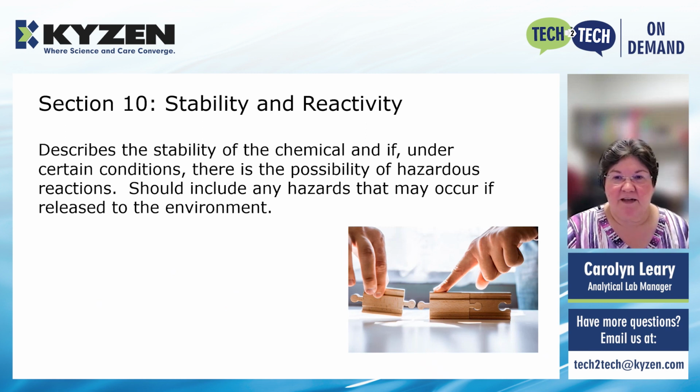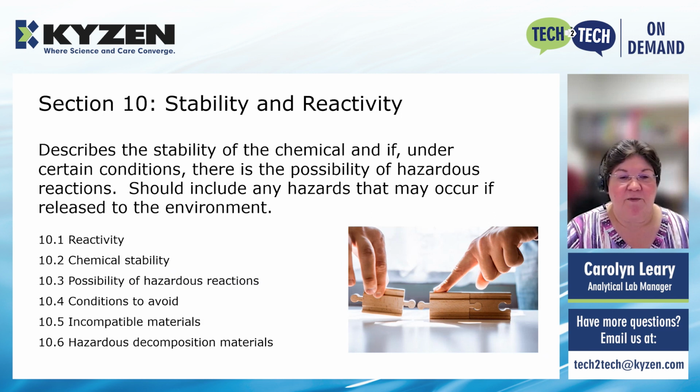Now, Section 10, stability and reactivity, describes the stability of that chemical and whether there are certain conditions where there's a possibility of a hazardous reaction. Also, it should include if there are any hazards that might be associated if it's released into the environment. Here you have information on its reactivity, the chemical stability, the possibility of hazardous reactions, and the conditions to avoid to prevent those. Are there any incompatibilities with other materials? And after use and as the product decomposes, are there any known hazards?